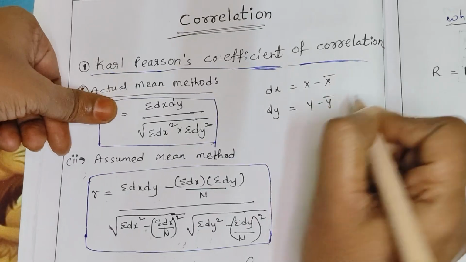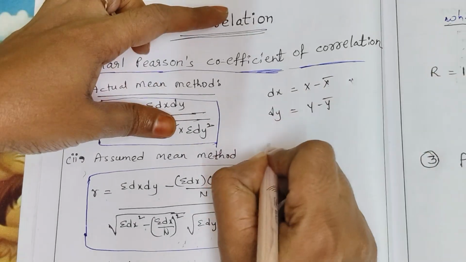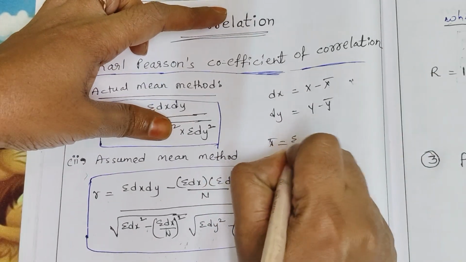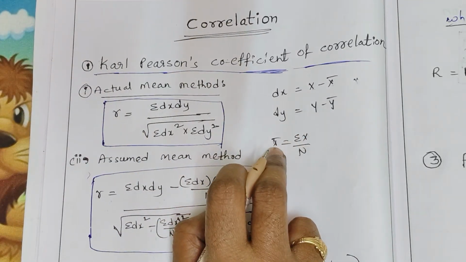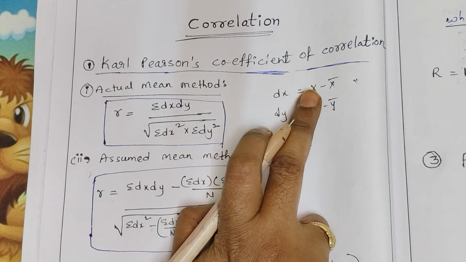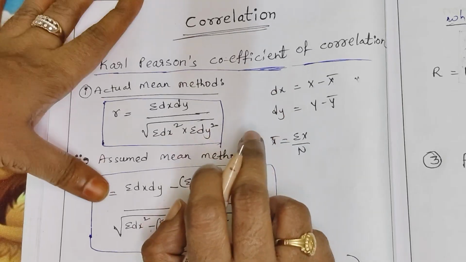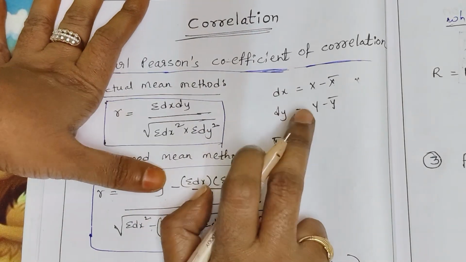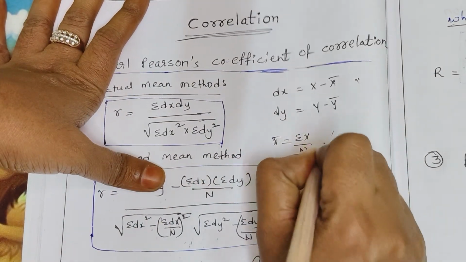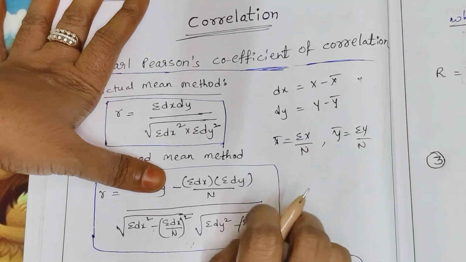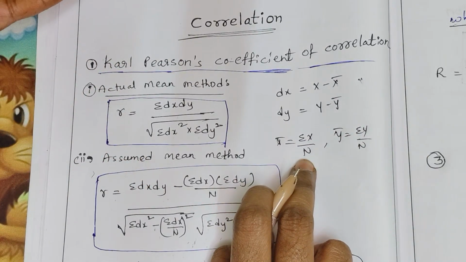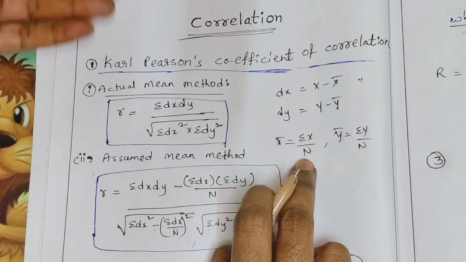What is x bar here? x bar is equal to summation of x divided by n. If you do this, you will get the x bar value. That x bar value is deducted from the x values, and you will get dx values. Then dy is equal to y minus y bar, where y bar is equal to summation of y divided by n. Here n is equal to the number of observations. While doing the solution, you can understand.